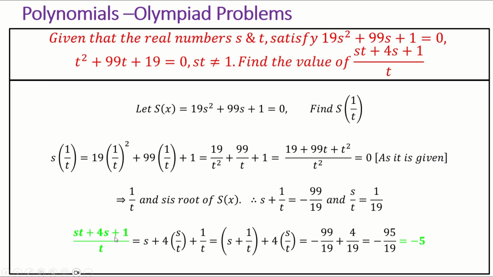st plus 4s plus 1 by t equal to s plus 1 by t plus 4 into s by t. Now you combine s plus 1 by t plus 4 into s by t. S plus 1 by t is nothing but minus 99 by 19, plus 4 s by t is 4 by 19. So which is equal to minus 95 by 19, which is minus 5. This is the answer. Okay. Next.